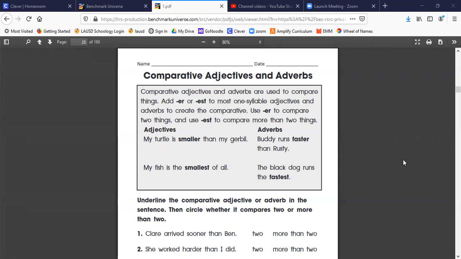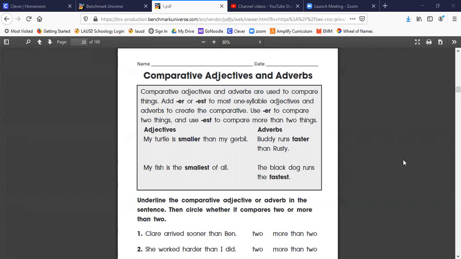Then my fish is the smallest of all the fish. My fish is the smallest of all. There we're using EST. We're not just comparing two things, we're comparing my fish to all the fish.